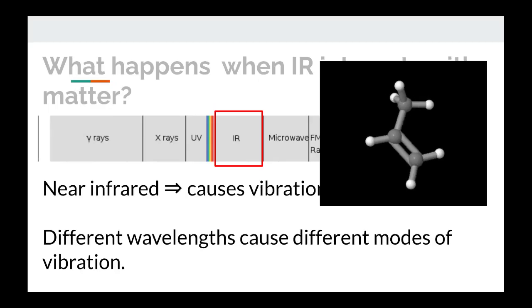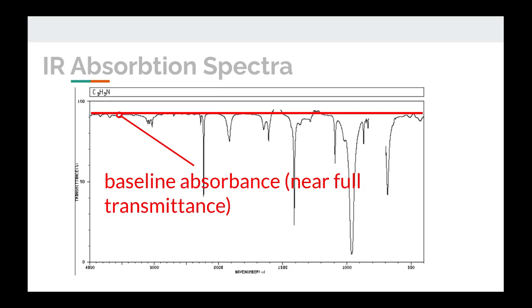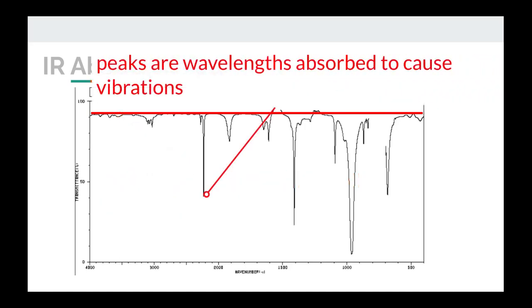As we saw, different wavelengths can cause different modes of vibration. There's some twisting, there's some stretching, and each particular wavelength of infrared radiation is going to cause a slightly different mode of vibration. The infrared spectrum that we looked at for absorption is a little bit upside down and cleaned up from what a real IR absorption spectrum looks like. There's a baseline at the top that would represent no absorption. And then there are some spikes that go down into the graph, and those represent the wavelengths that are absorbed to cause these vibrations.